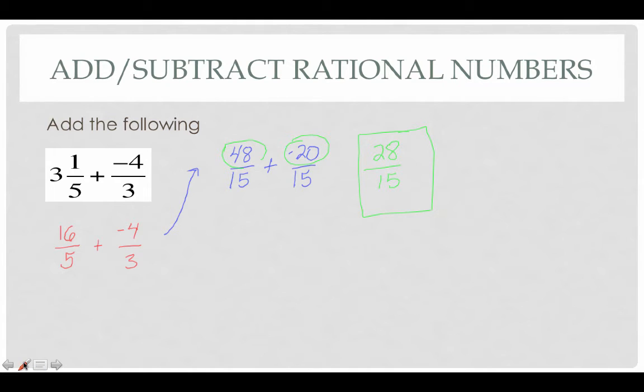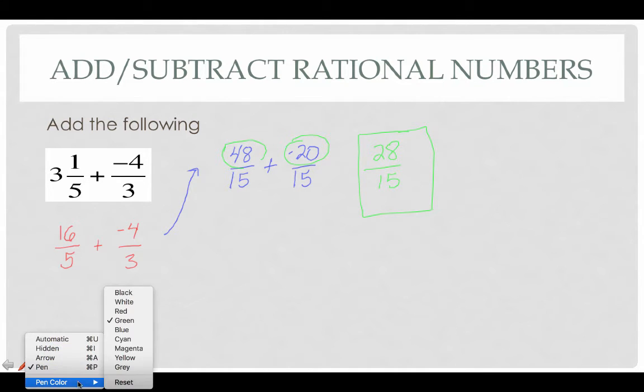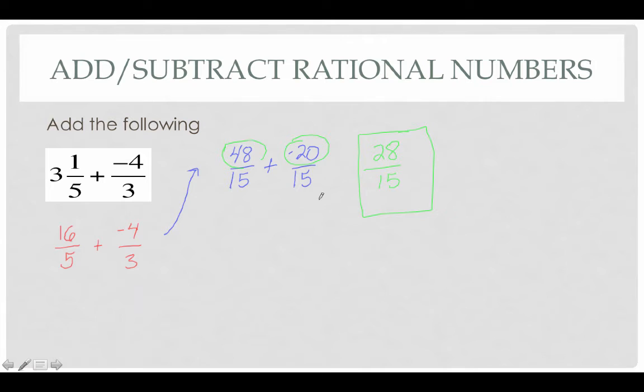Okay, you think we're done, right? We've added them together. We're successful. However, I've not simplified my final answer. Let's change it into a mixed number. 15 goes into 28 one time, and there's a remainder of 13. And if I look at 13 fifteenths, are there any common numbers that divide 13 and 15? No, there aren't. So there is my final answer.